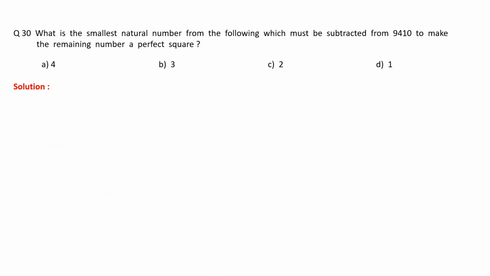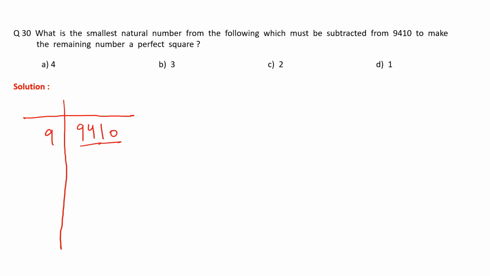Now this is a simple problem. The question says, what is the smallest natural number from the following which must be subtracted from 9410 to make the remaining number a perfect square? Now this question involves a direct method. First of all, let's find the square root of the number 9410.